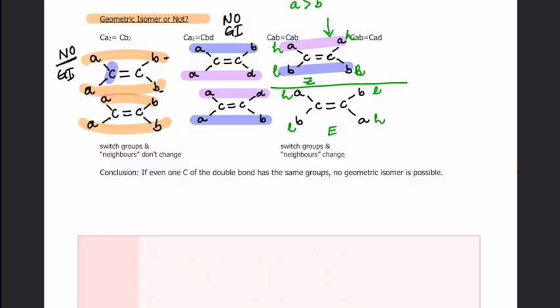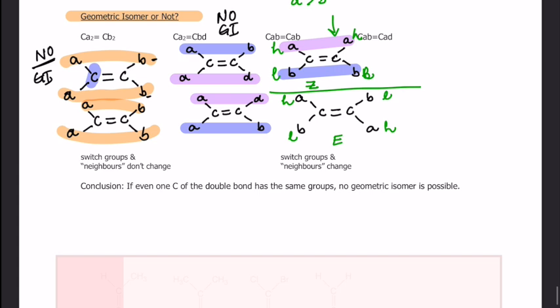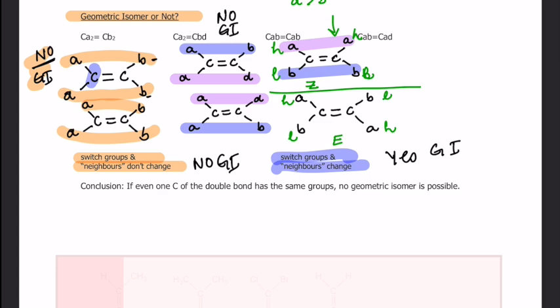So in general, we can say that if you switch groups and neighbors do not change, then there is no geometric isomerism. And if you switch groups and the neighbors do change, then yes, there is geometric isomerism possible, which basically comes down to saying that if even one of the carbons on the double bond has the same groups, no geometric isomerism is possible.